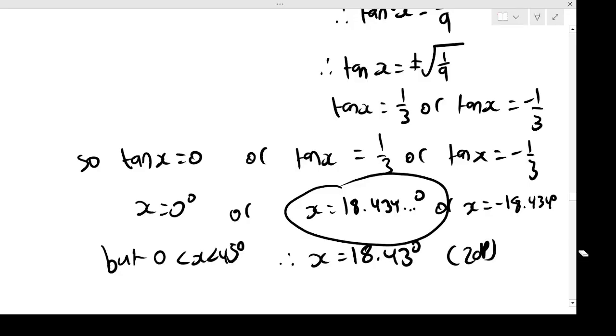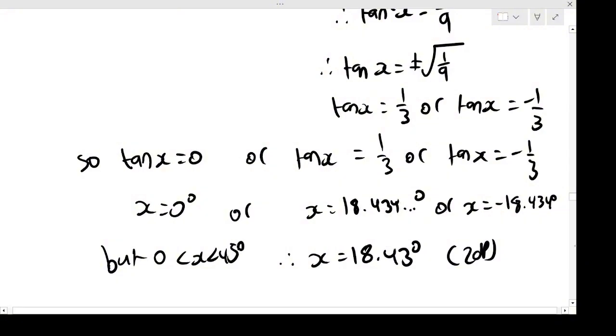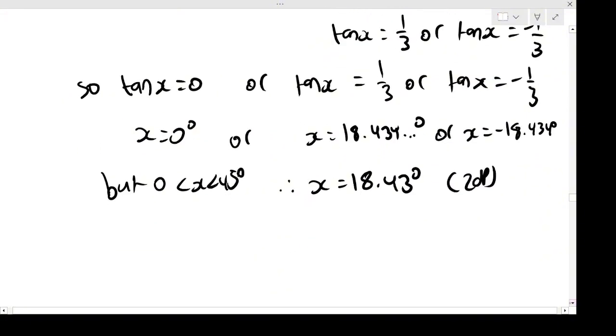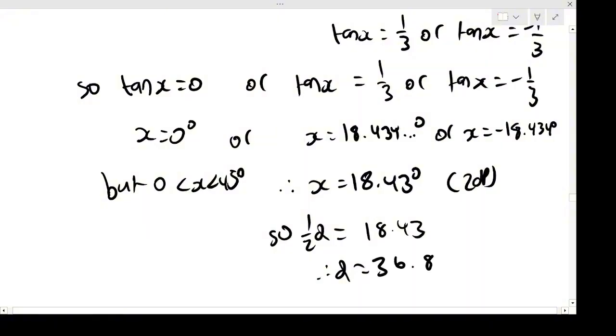Okay, then if I find out, and then I need to find alpha, right? So remember x is a half alpha. So half alpha is 18.43. Therefore, alpha is going to be, if I double that, it's going to be 36.87 degrees. And there we are, okay?